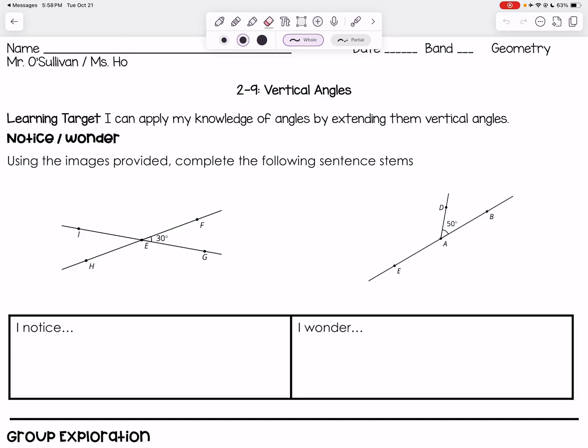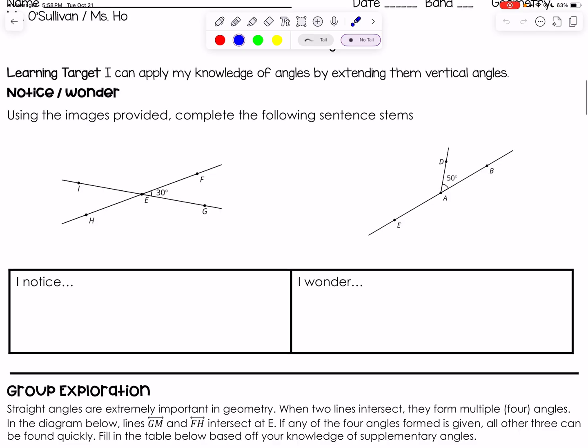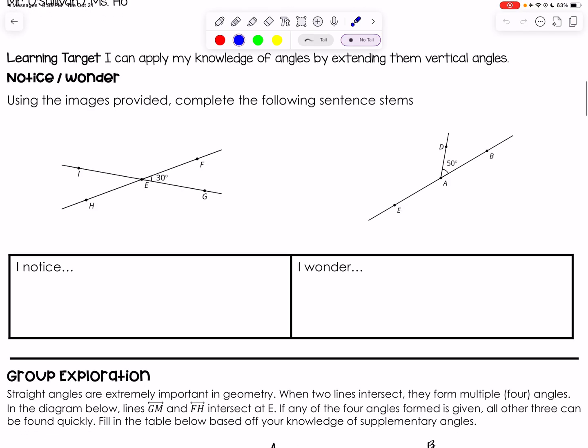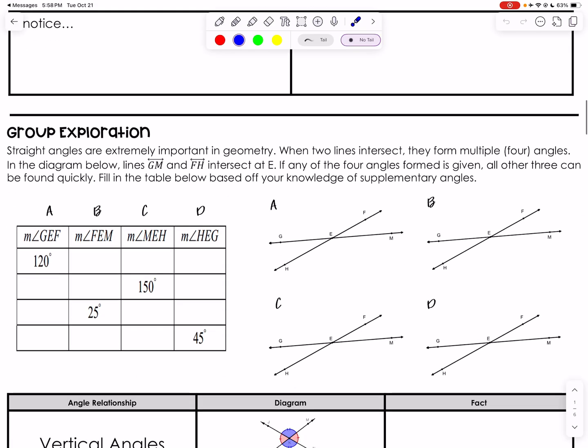Today we're going to be looking at lesson 2-9, vertical angles. So our learning target for today is I can apply my knowledge of angles by extending them to vertical angles. The notice and wonder is going to be a do now that we do in class. So just for instance, what do you notice? What do you wonder?